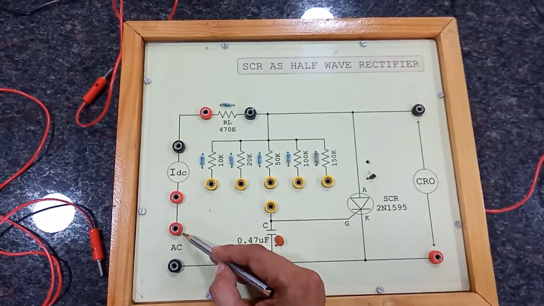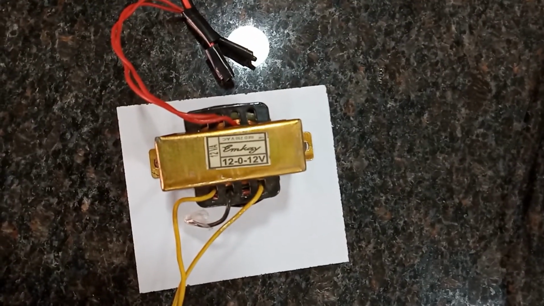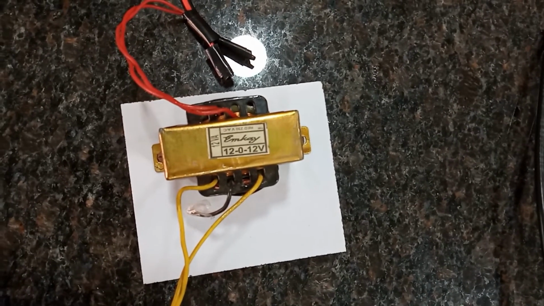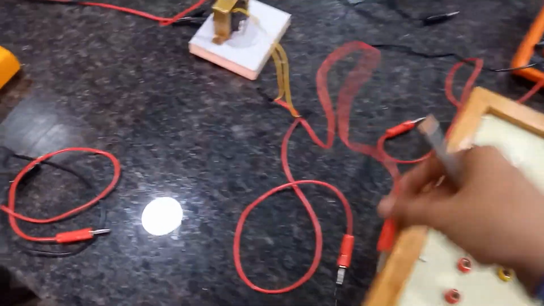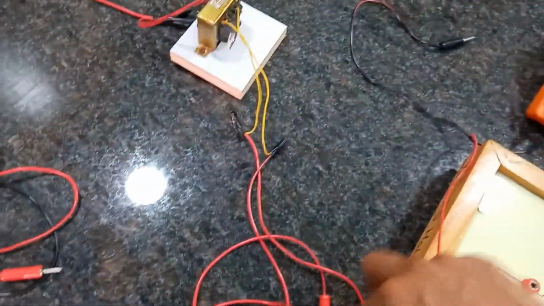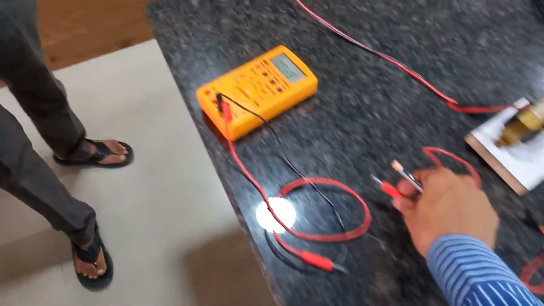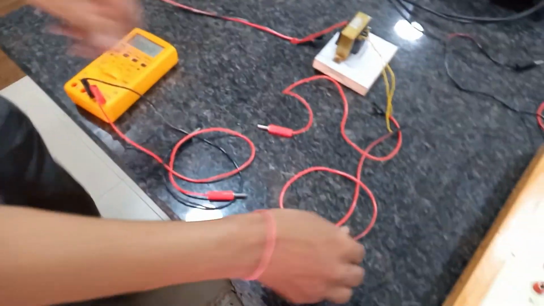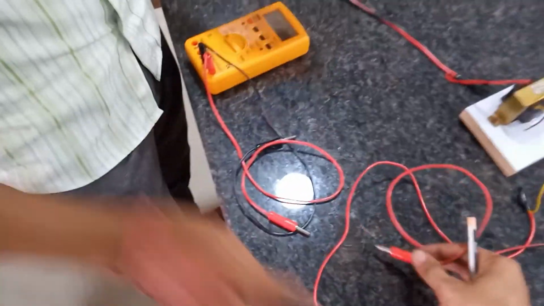Now to connect the AC input, we have used a transformer. We have used a 120-12 center tap transformer, right? Now we are having two terminals over here. So first of all, before connecting this transformer input to the circuit, we will measure the voltage across the transformer. So let us measure the voltage across the transformer.